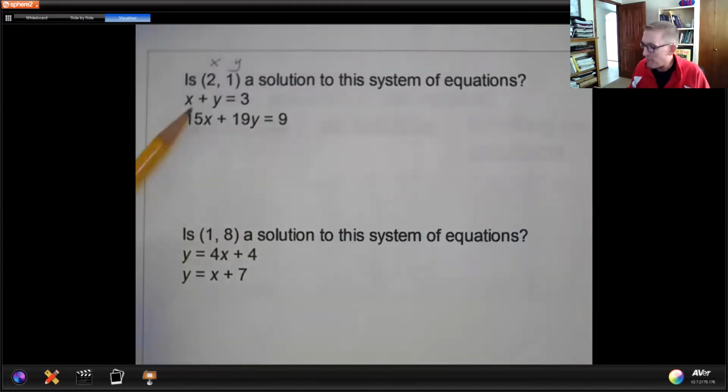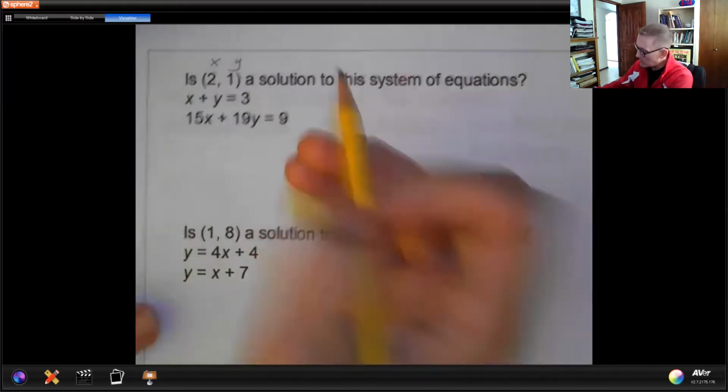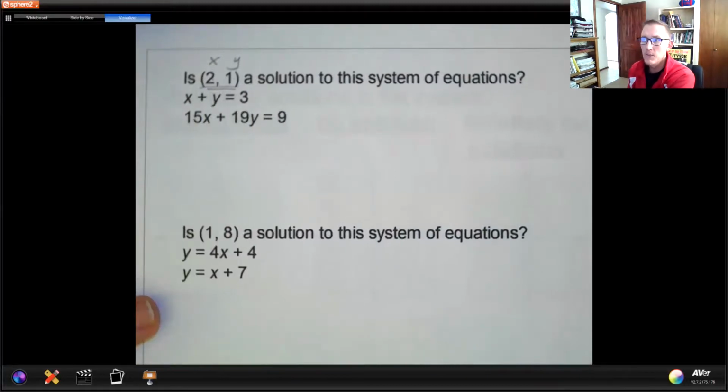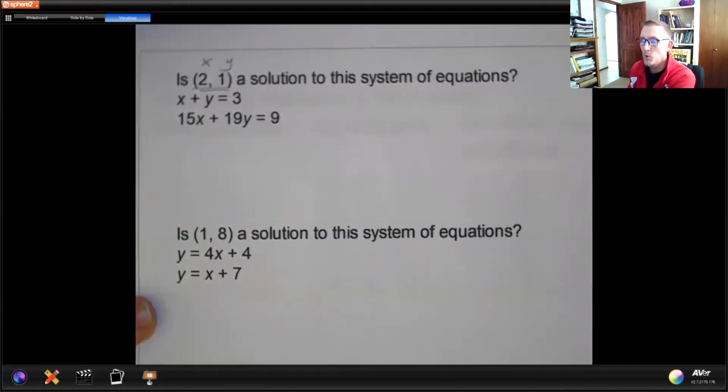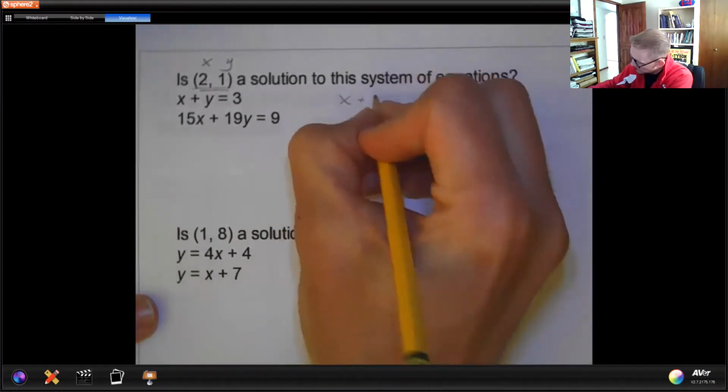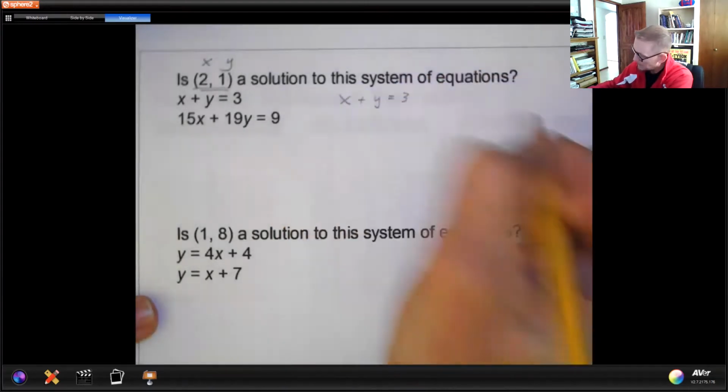Now, I could graph both of these and see where they cross. And if they cross at 2, 1, then yes, it's the solution. And if it crosses somewhere else, then no, that's not a solution. But these equations are going to be super messy to get y alone. So the other way we can try to figure it out is to plug in the ordered pairs into both equations. So I'm going to start off with x plus y equals 3.